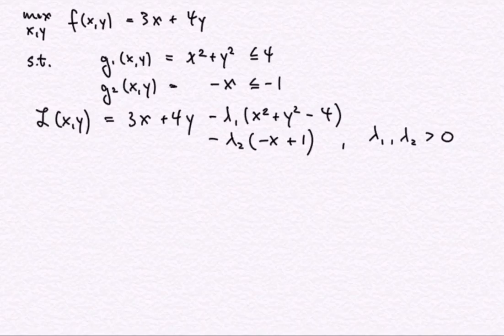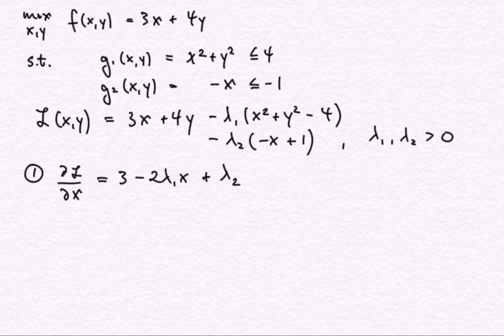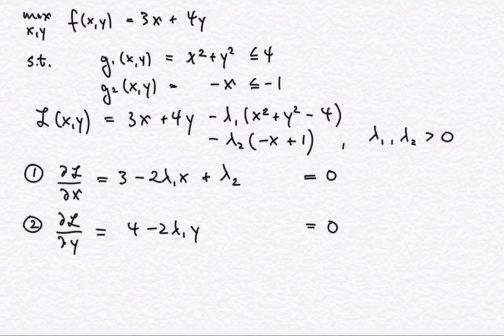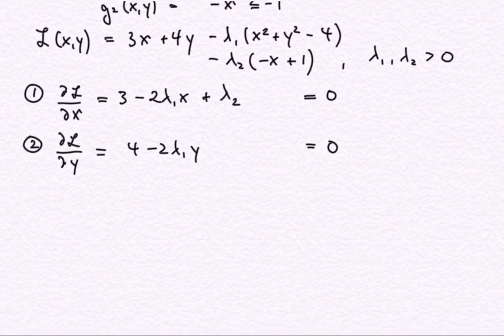Okay, then we can list the four resulting Kuhn-Tucker conditions, and I'm just going to number them in this fashion so that I can refer to them as we go along. The first two involve the partial derivatives of the Lagrange auxiliary function with regard to the choice variables x and y, and simply set the first derivatives equal to 0. So the one with regard to x is 3 minus 2 lambda 1 x plus lambda 2 be equal to 0, and the second is the partial derivative of L with respect to y, which is 4 minus 2 lambda 1 y be equal to 0. These are identical to the conditions you would write down under equality constraints.